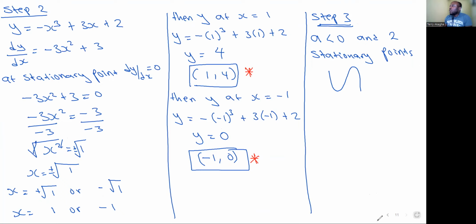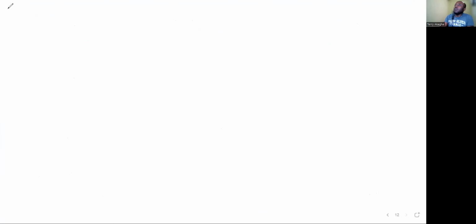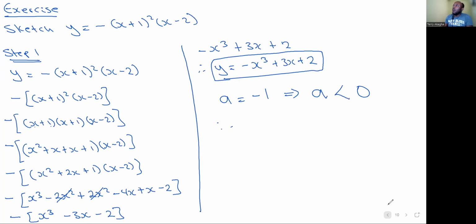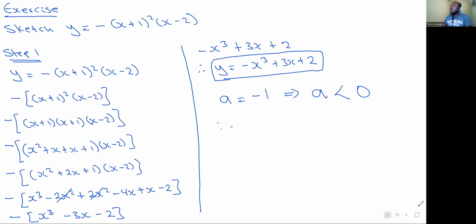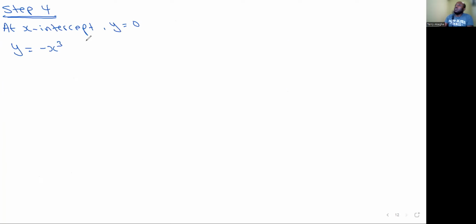All right, so let's go to step 4. So we're done with that. Step 4 is to find the x-intercept, okay? So we know that at the x-intercept, y is equal to 0. So we have y equal to minus x cubed plus 3x plus 2, and here y is equal to 0. So we have minus x cubed plus 3x plus 2 is equal to 0.